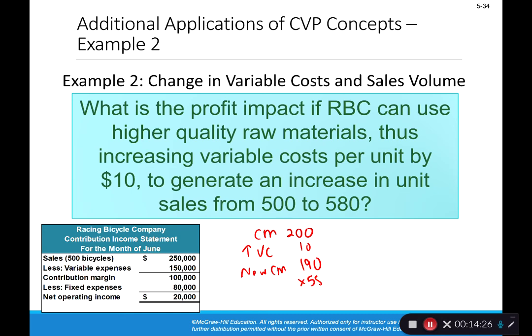And then if I sell 580 units, then I know my new CM in total, so total new CM, is going to be 110,200. And we know our old CM was 100, so that means that overall CM is going to go up by 10,200, which remember means profit would go up by 10,200. So that's like a shortcut method that I would use, focusing on just what's changing.